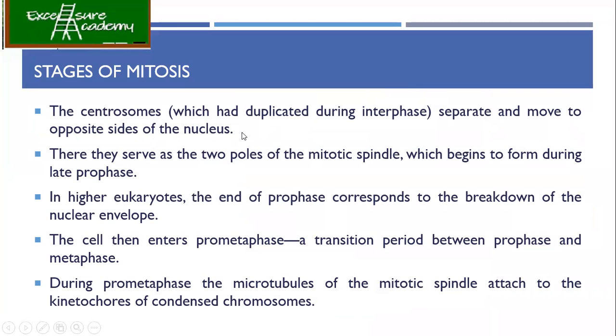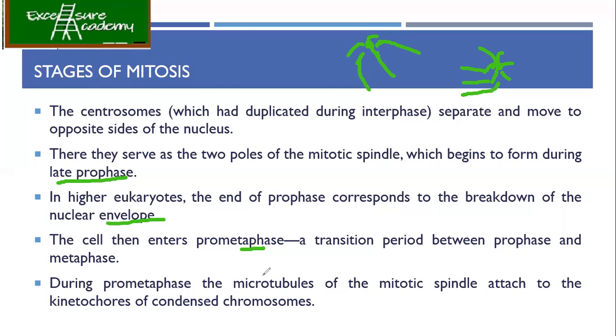So the centrosomes which had duplicated during the interphase, they separate and move to the opposite sides of the nucleus, as already shown in the figure, right? You can see the centrosomes which had the spindle fibers were present in the two opposite poles. Now there they serve as the two poles of the mitotic spindle, which begins to form during the late prophase. Okay, so your spindle fiber starts forming from the centrosome. Now, in higher eukaryotes, the end of prophase corresponds to the breakdown of the nuclear envelope. The cell then enters prometaphase. This is the transition period between the prophase and the metaphase.